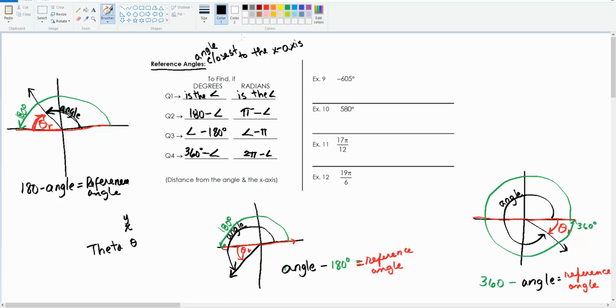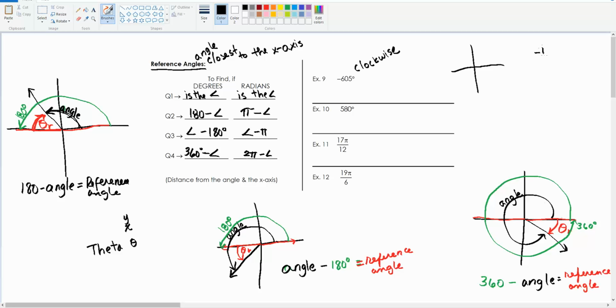All right, let's do some examples. All right, let's see if we can do this. Make sure you have your calculator handy so that you can follow along. Negative 605. All right, so we need to visualize. It's obviously clockwise, right, because it's negative. But how many times did it go around the circle?